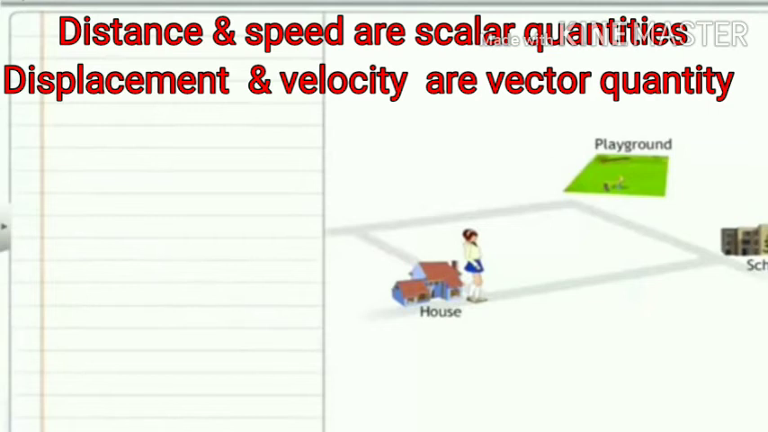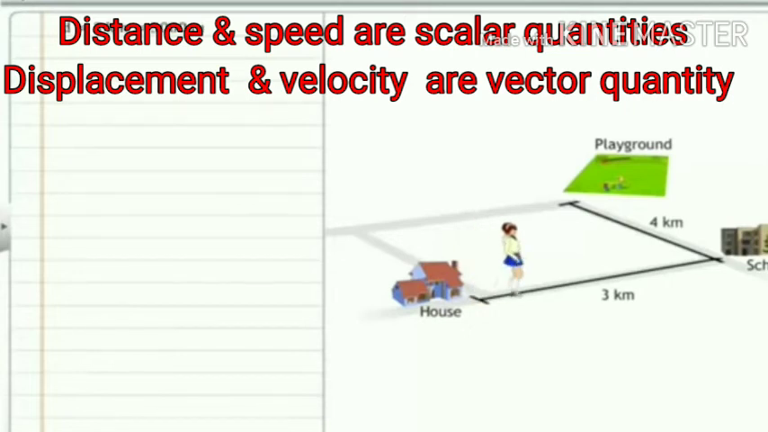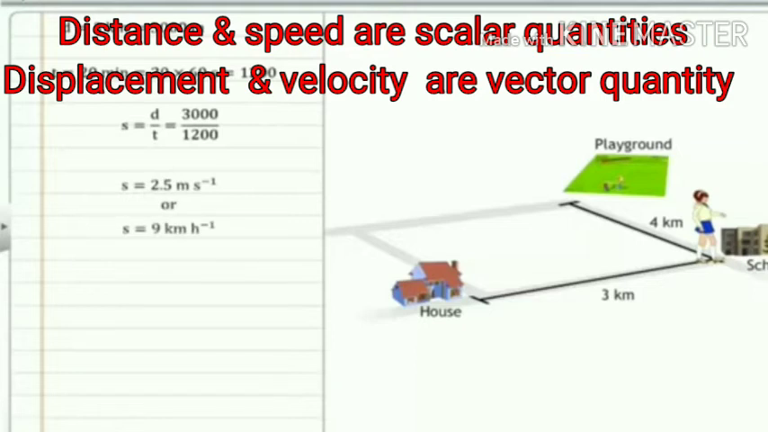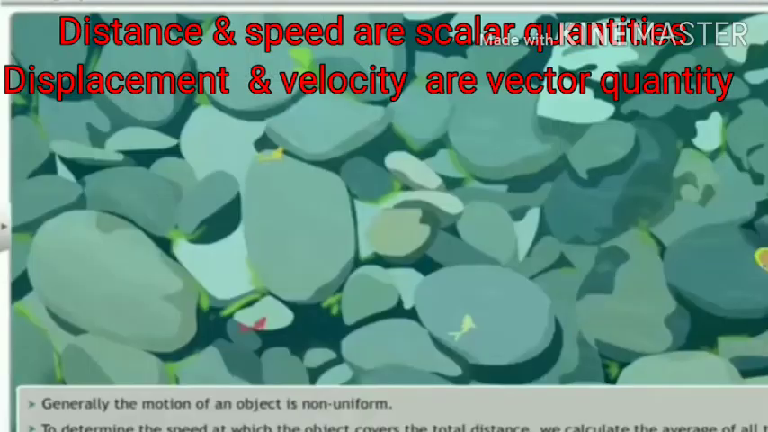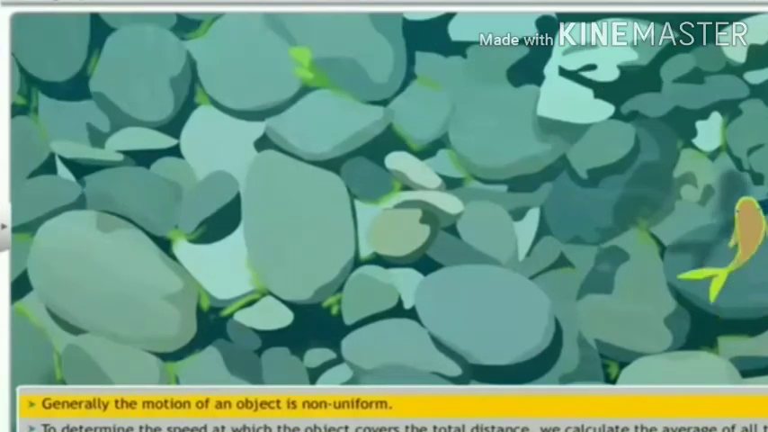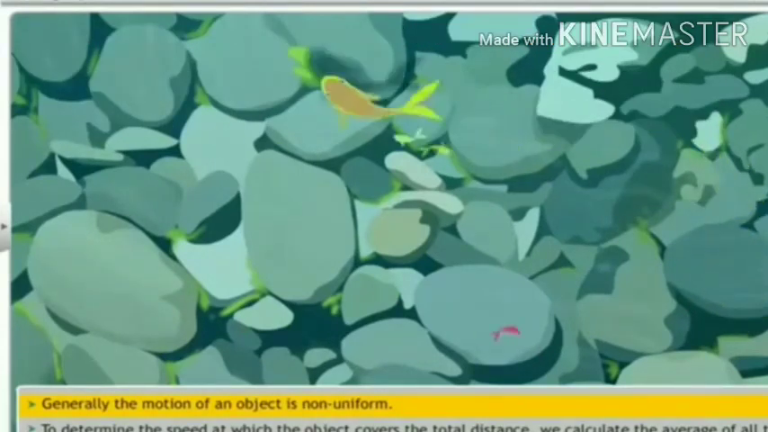But displacement is the shortest distance covered by an object. Hence, velocity is nothing but the rate of change of displacement. When a boy is moving from home to school and from school to playground, if he is covering 3 kilometer distance, then it is converted into meters, and the time taken to cover that distance is 20 minutes. You can calculate the speed of that boy.